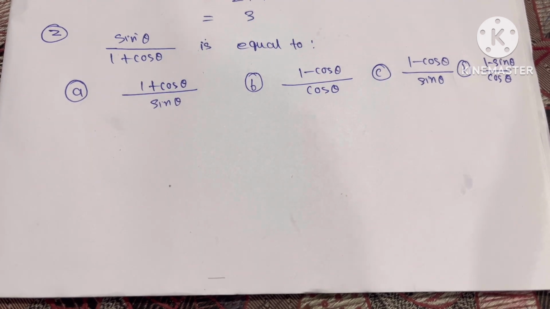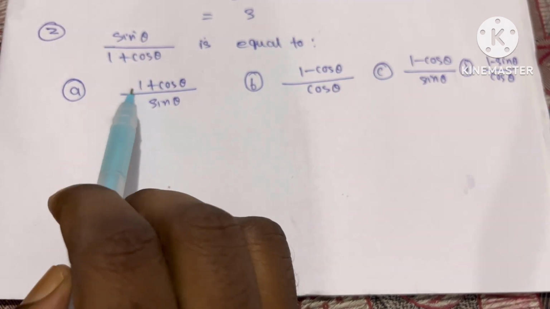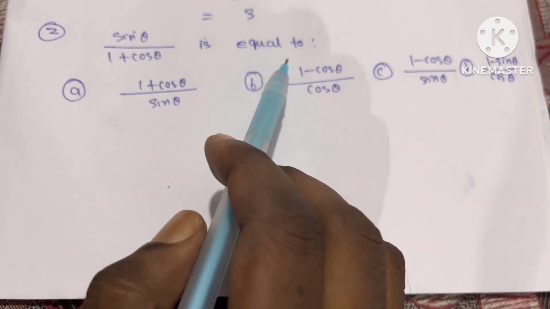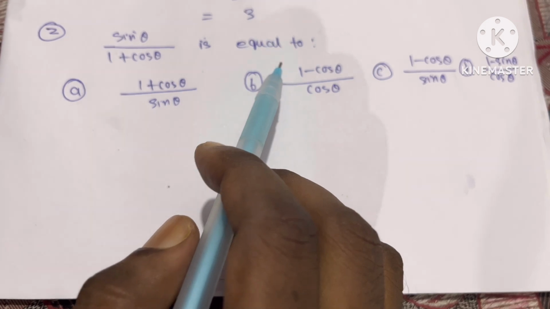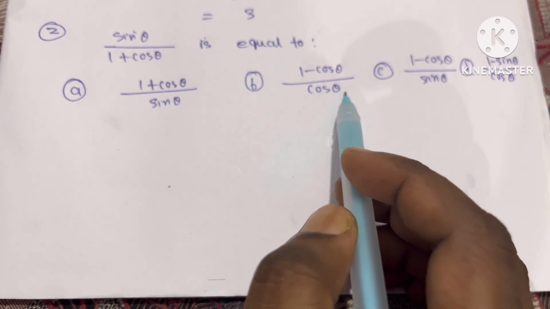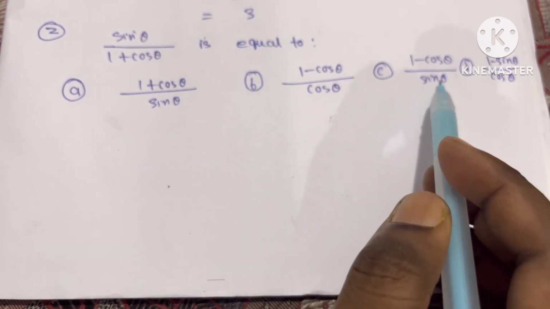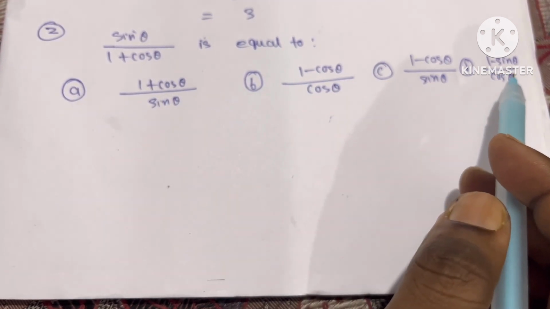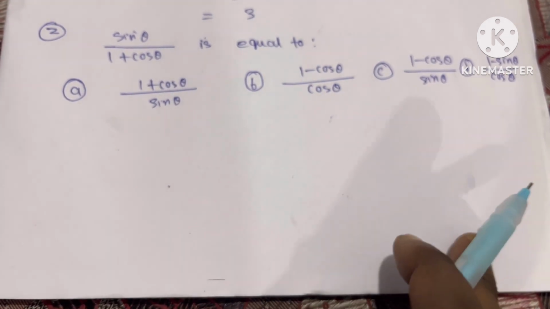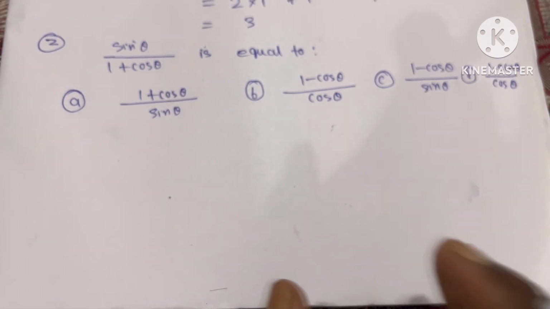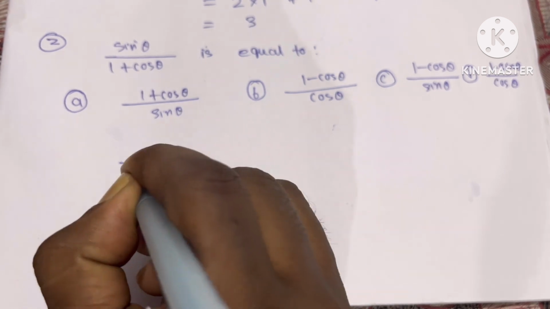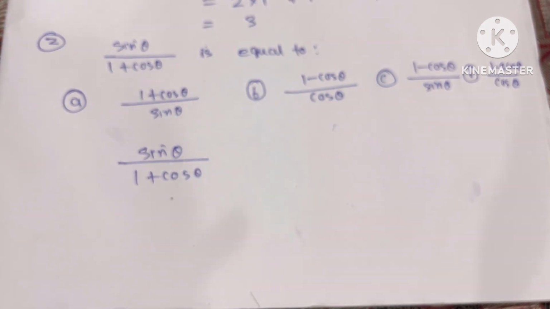Question number 2. Sin theta divided by 1 plus cos theta is equal to what? Option A: 1 plus cos theta by sin theta, option B: 1 minus cos theta by cos theta, option C: 1 minus cos theta by sin theta, and option D: 1 minus sin theta by cos theta. So this is also very simple. How will we simplify this? According to the question, you need to find the value of sin theta divided by 1 plus cos theta.